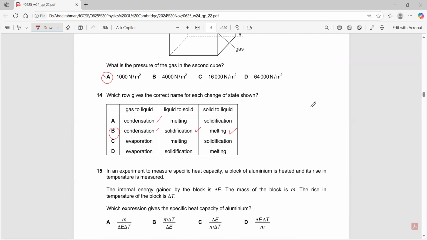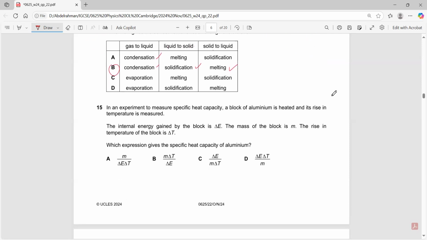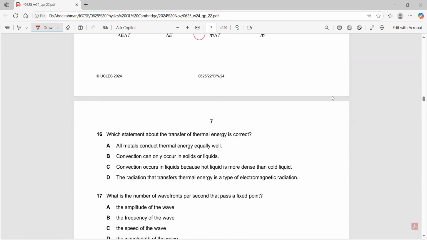In an experiment to measure the specific heat capacity, which expression would give the specific heat capacity? C equals E over M delta T.